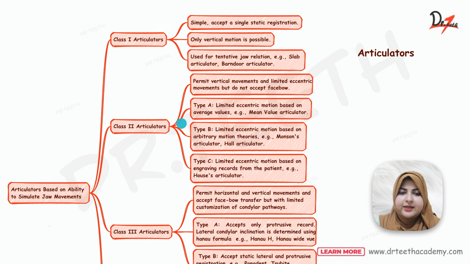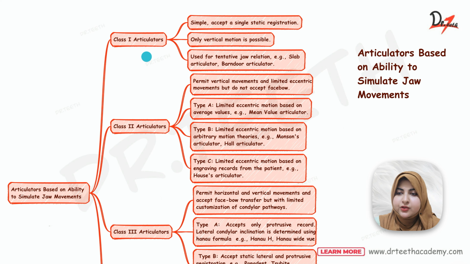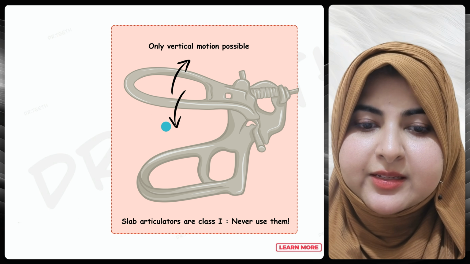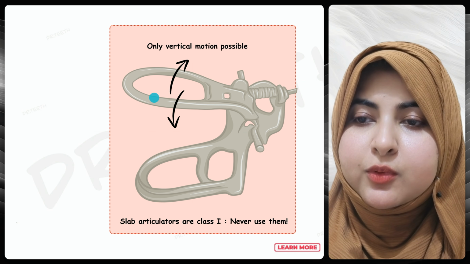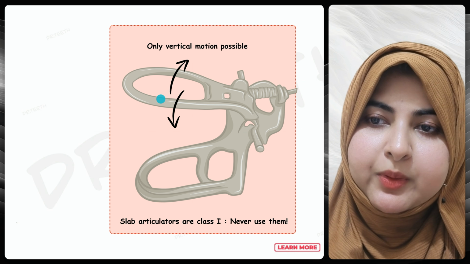Now, articulators can be classified based on the ability to simulate jaw movement. And we have four types, class 1, 2, 3 and 4. Now, class 1 articulators are simple and they accept a single static registration and only vertical motion is possible. Let's see the photograph here. You can see this is an example of class 1. Only vertical motion is possible here. It can just open and close.